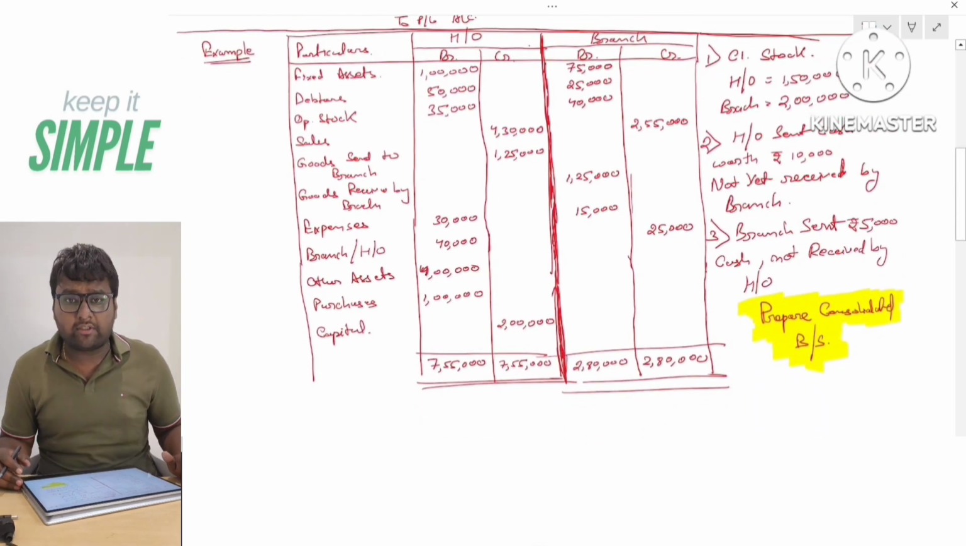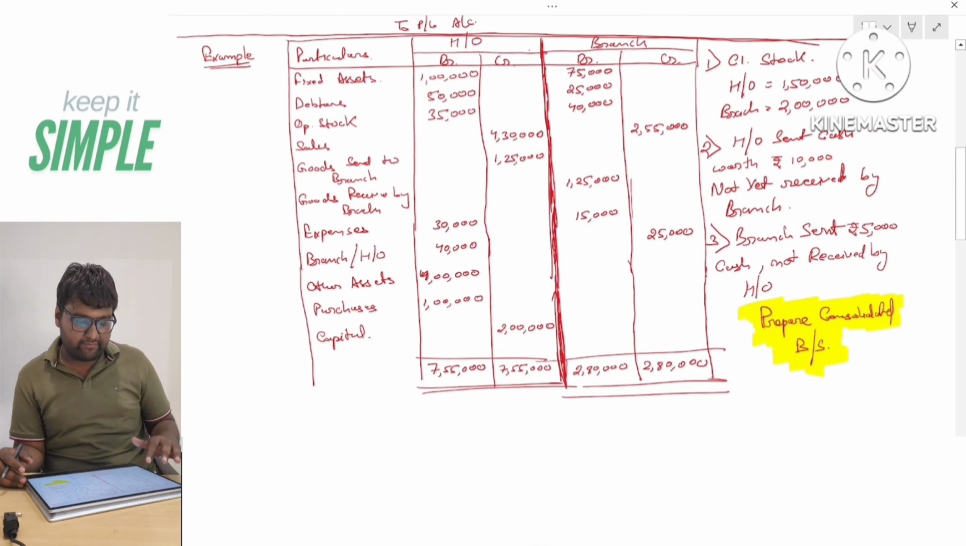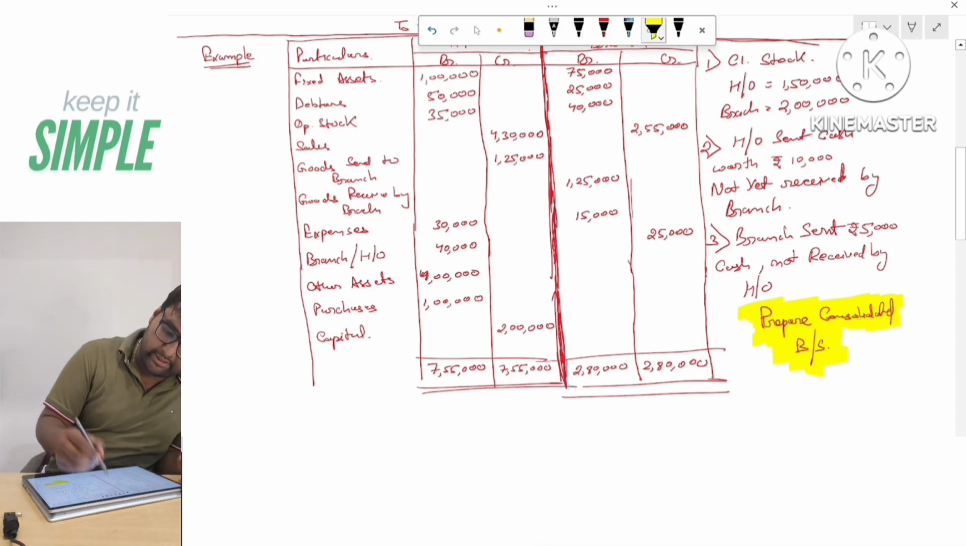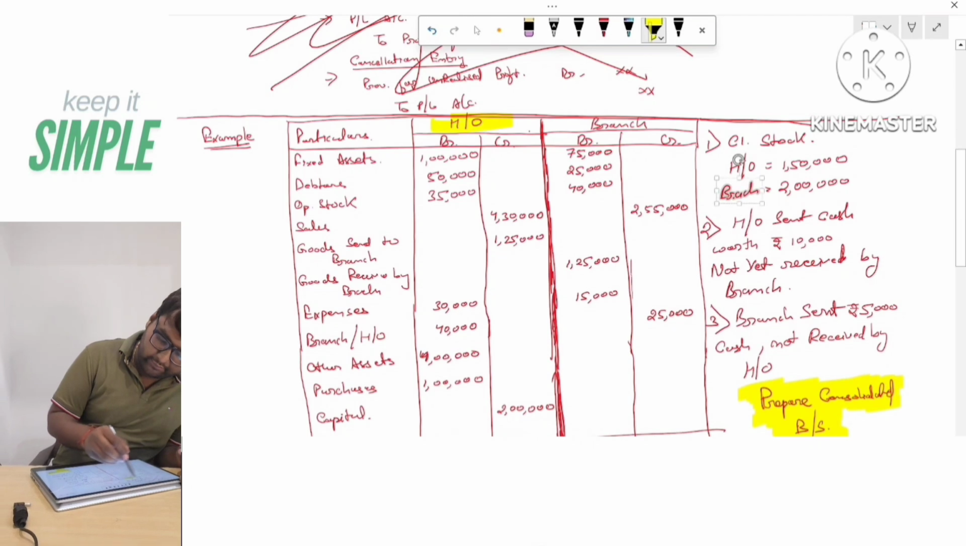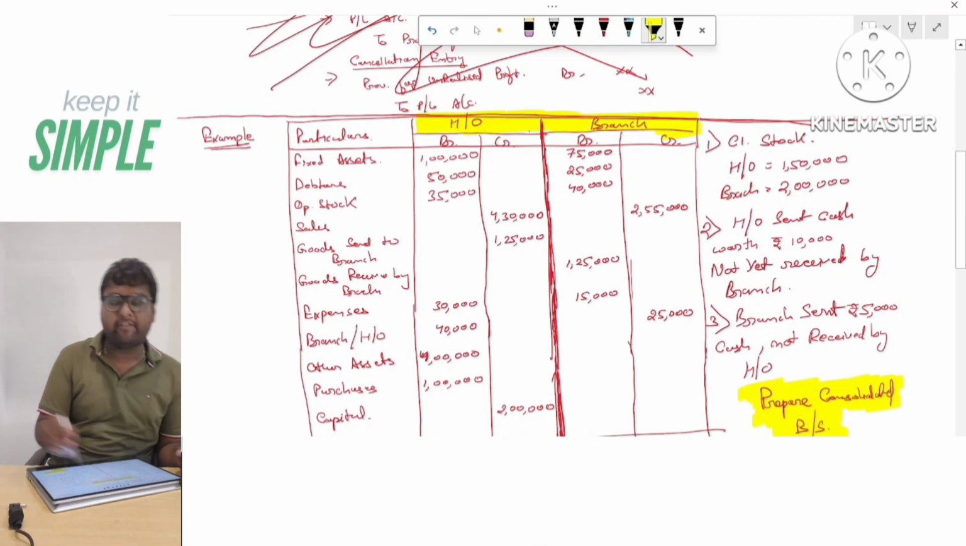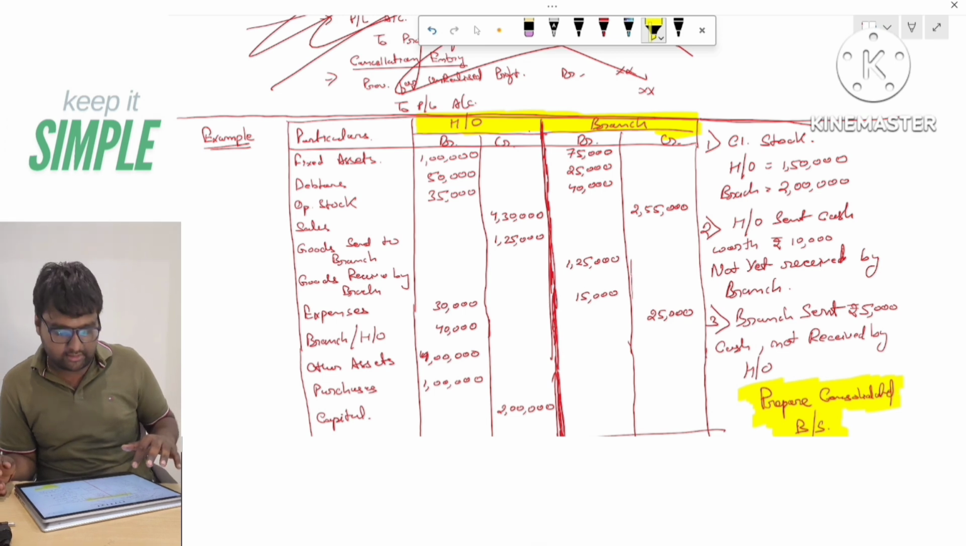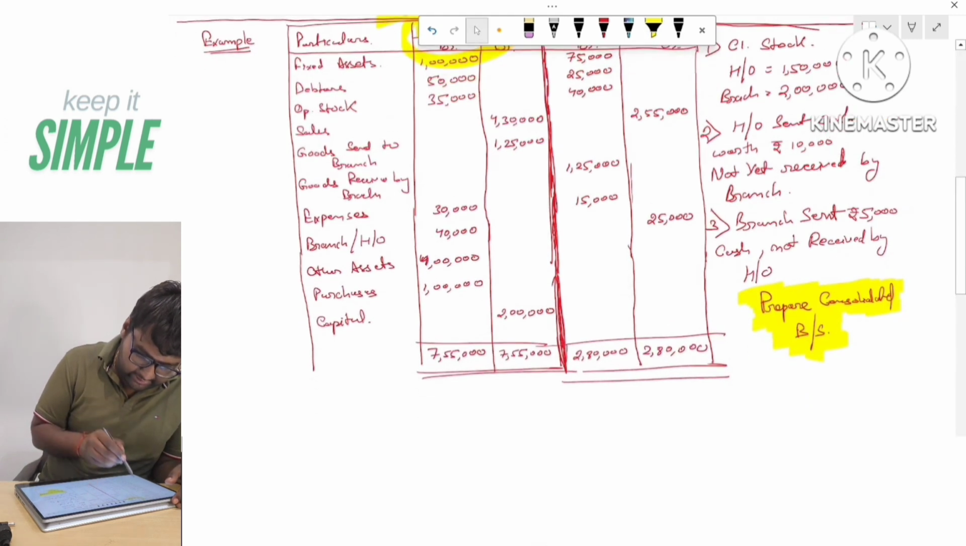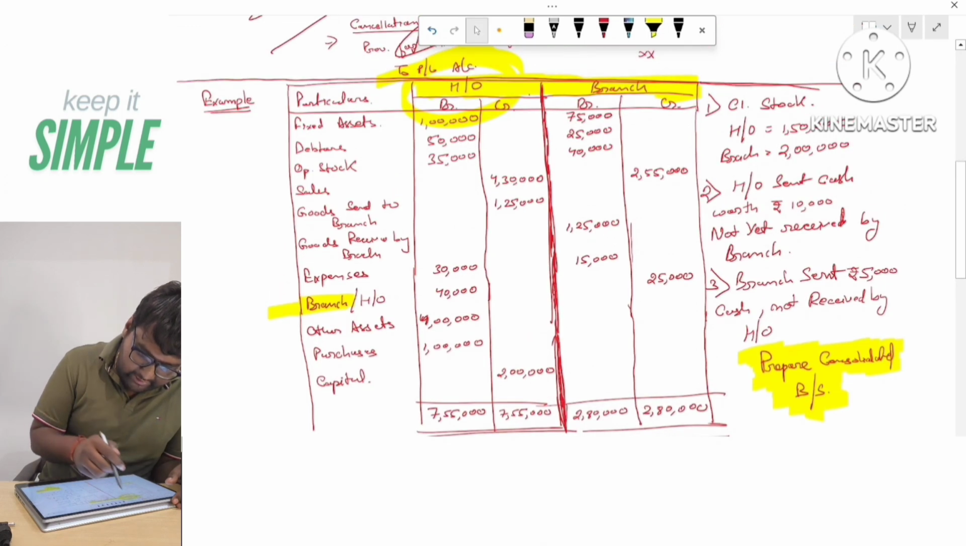So what was our first step? We have been given the trial balance for head office and for branch. The very first step is to see if the transactions are recorded in full. So how will we check that? We'll check the balance of branch in the books of head office. So head office, where is branch? See, here it is branch. So we have a debit balance of 40,000.